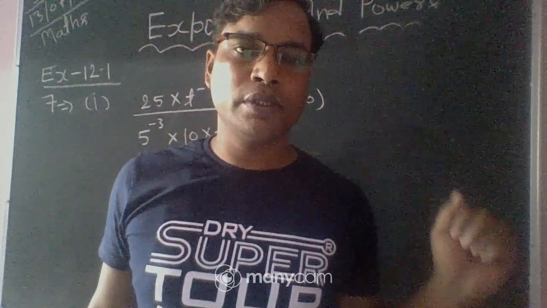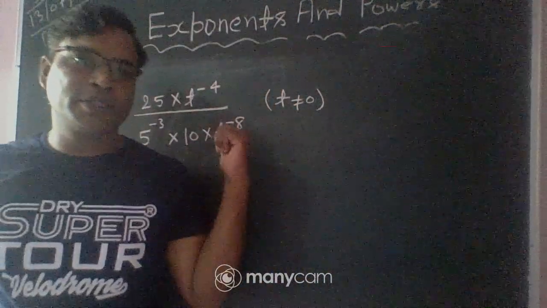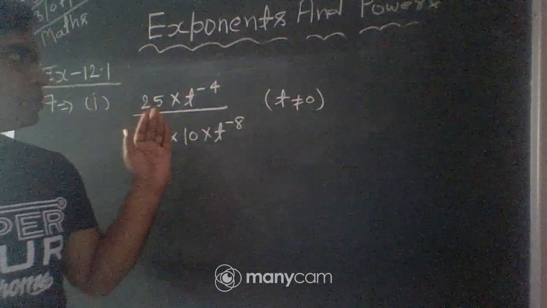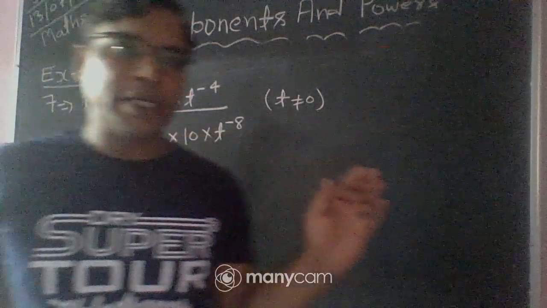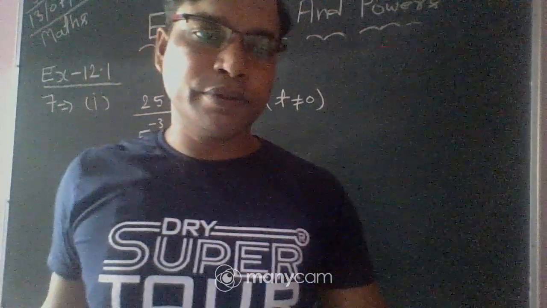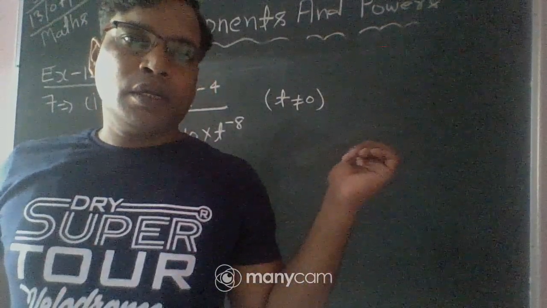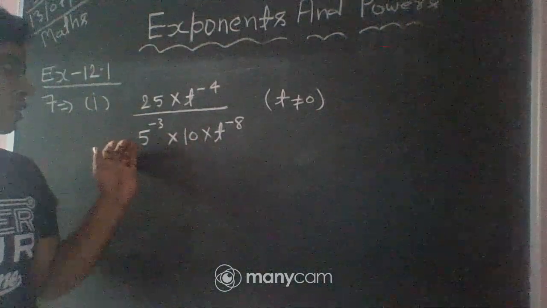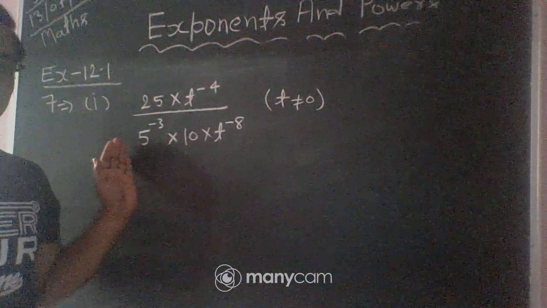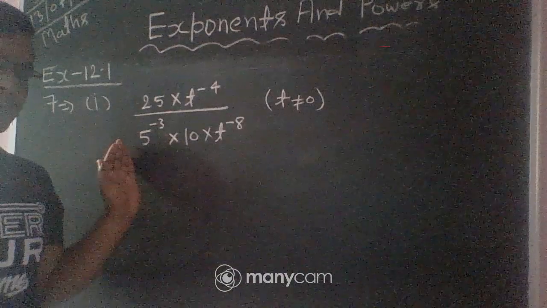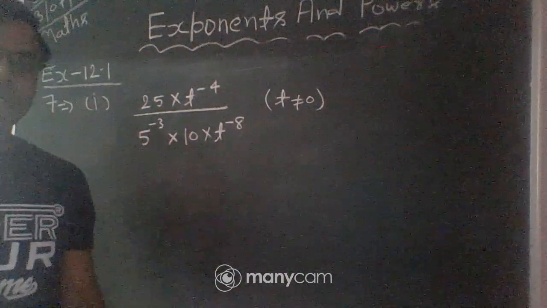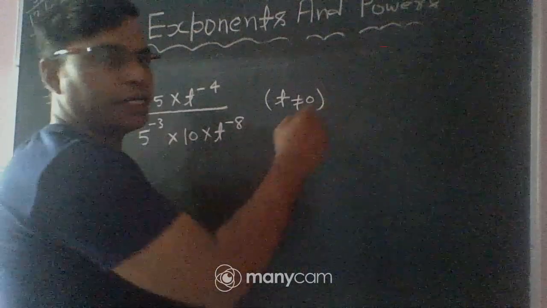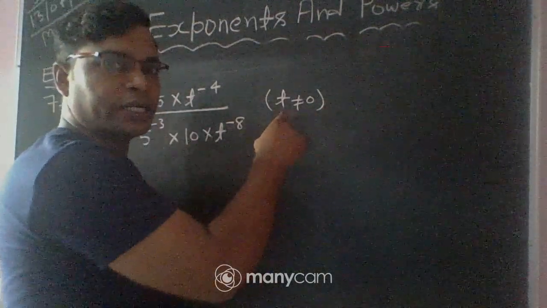So students, you can see question number 7 part 1: 25 into t power minus 4 divided by 5 to the power minus 3 into 10 into t power minus 8. Okay. So here t is not equal to 0.